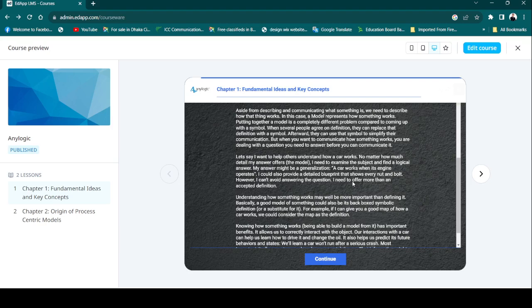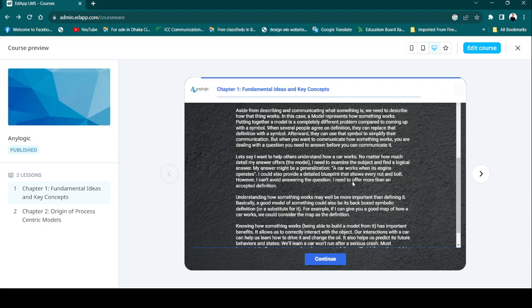In this case, a model represents how something works. Putting together a model is a completely different problem compared to coming up with a symbol. When several people agree on a definition, they can replace that definition with a symbol. Afterward, they can use that symbol to simplify their communication.